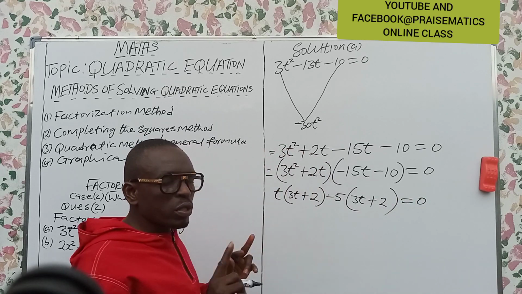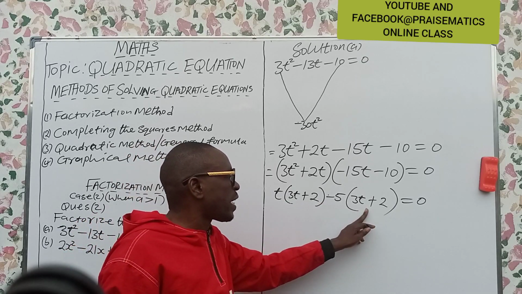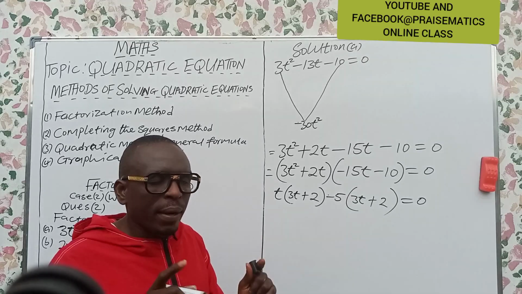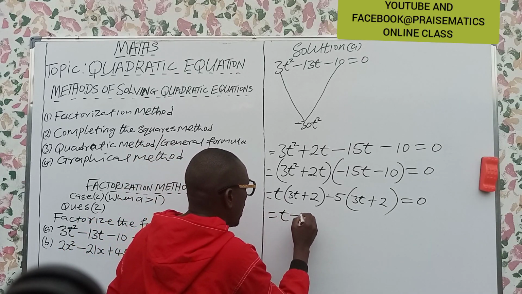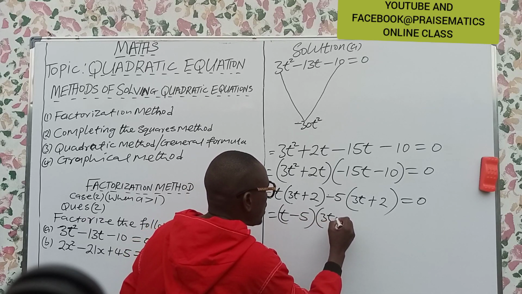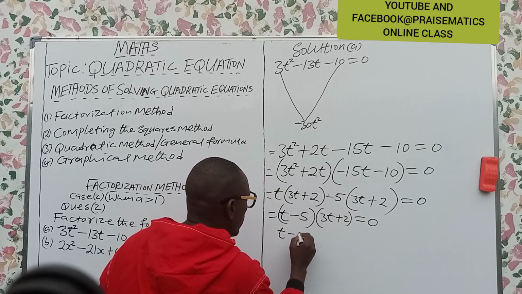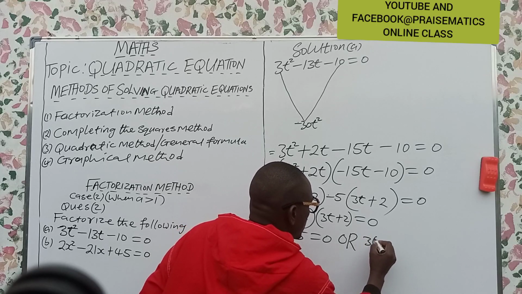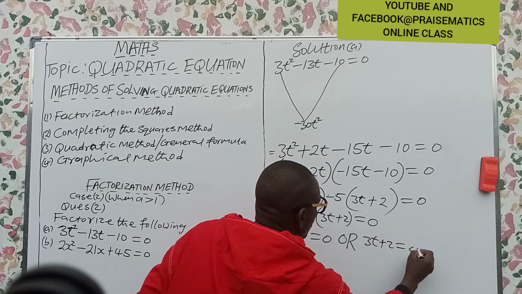Now the rule is to pick one outside the bracket and pick one inside the bracket, because the bracket inside must be the same. You pick one. So t minus 5 into 3t plus 2, all equal to 0. Then t minus 5 is equal to 0, or 3t plus 2 equal to 0.